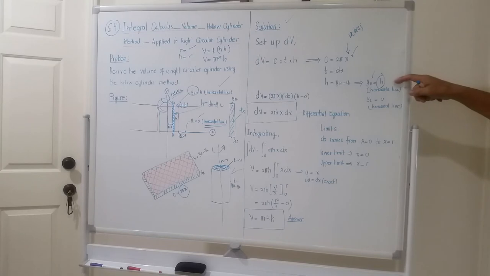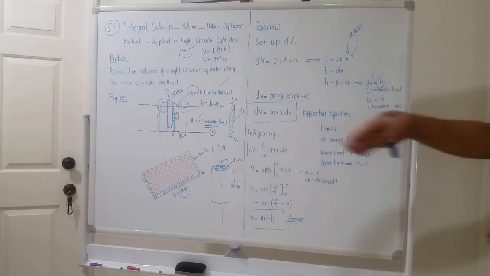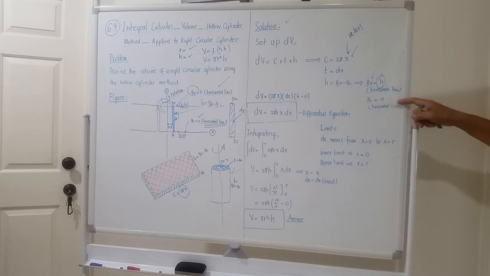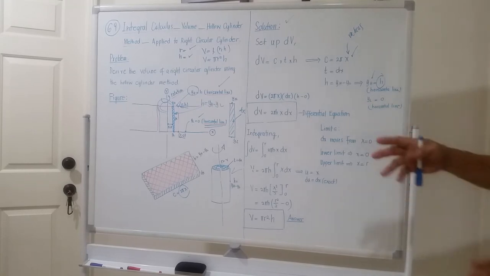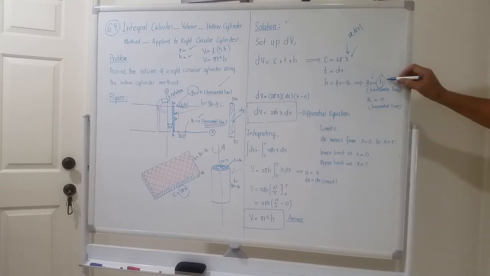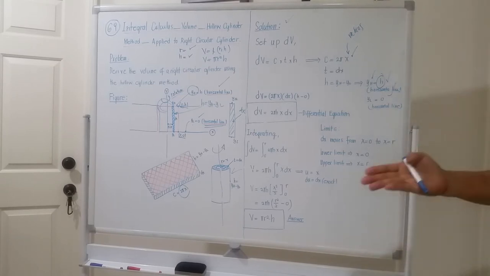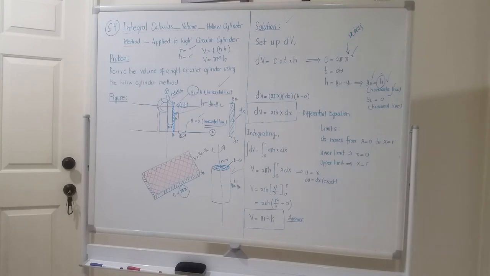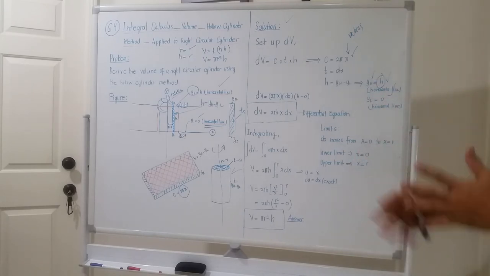Y higher is h, so it's a constant. It does not vary as we rotate. Y lower also is 0. As it rotates, y lower does not change. It's also 0. So actually, this is a straight line, this is a straight line, we are just lucky. The given problem gives us the y higher and y lower to be not complicated.